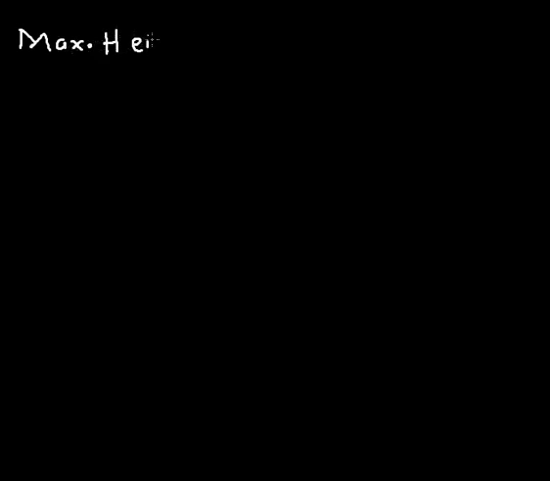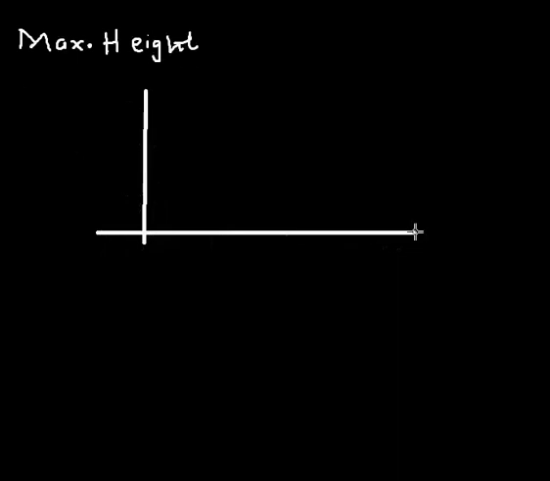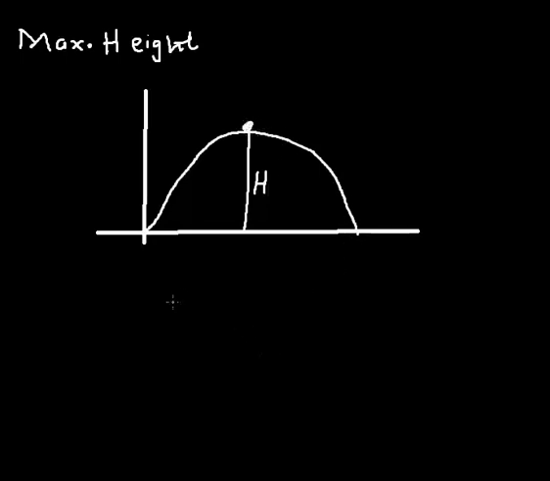Okay, now the question is, what's the maximum height of a projectile? The maximum height is the vertical distance measured from the ground level to the point where the motion of the projectile reaches its maximum height. So the vertical distance from this point to this point is the maximum height of the projectile, the point where the projectile stops momentarily before it starts returning back to the ground level. So how do I get this maximum height?